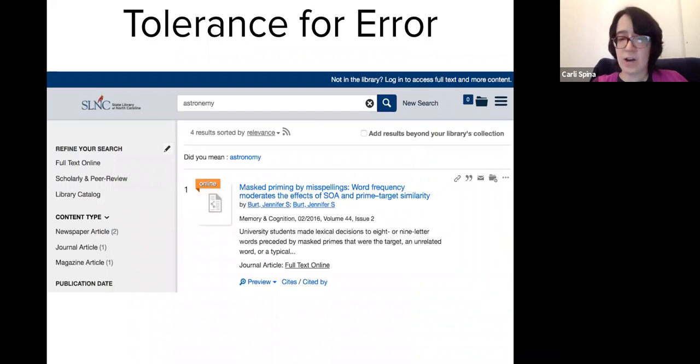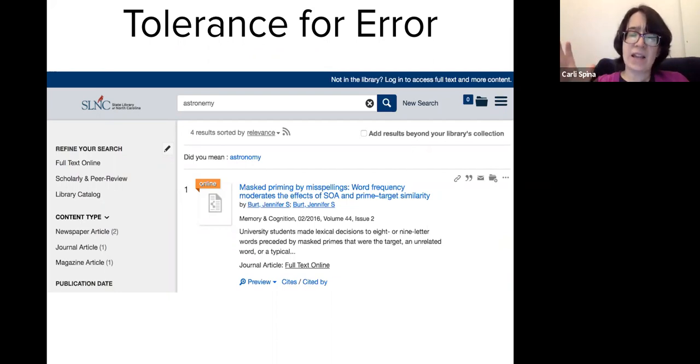Now, tolerance for error. I put this in because it's a library example, but I'll also talk about another example. This is a great example of tolerance for error. It's in many, many library systems at this point, and that is spelling correction, the "Did you mean" function that we've probably all encountered in our catalogs, in our discovery systems, in Google.